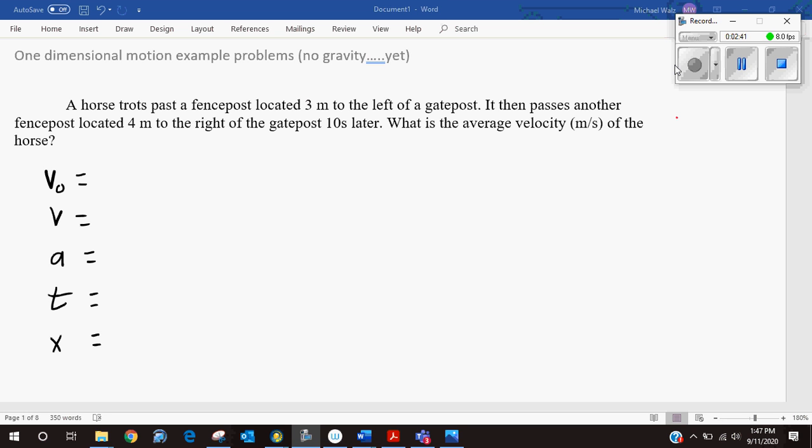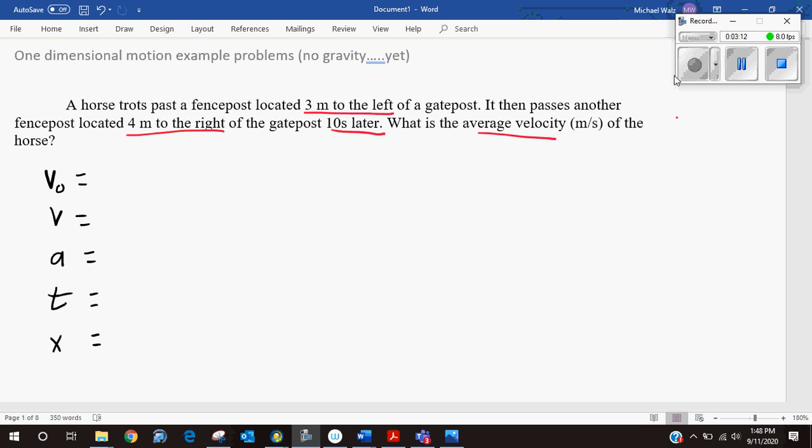A horse trots past a fence post located 3 meters to the left of the gate post. So one thing I like to do is single out the numbers. It then passes another fence post located 4 meters to the right of the gate post 10 seconds later. What is the average velocity of the horse? Okay, so once you do that, you're going to take your numbers and put them into your little checklist here.